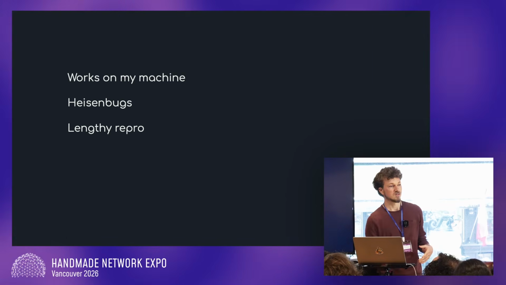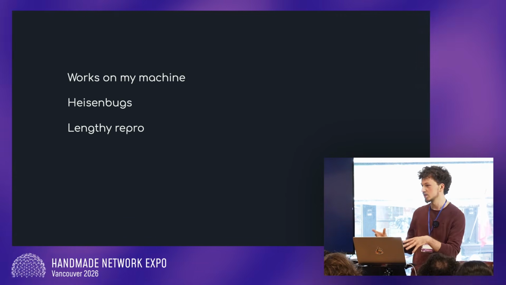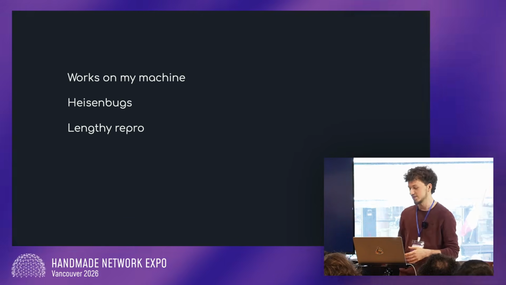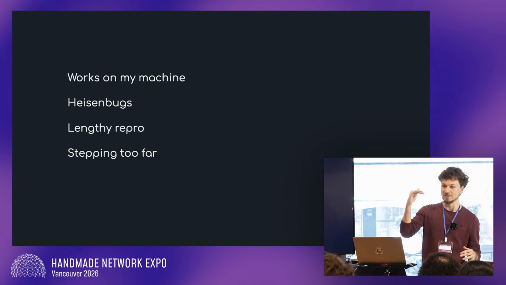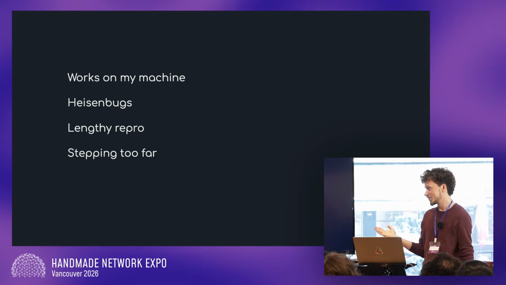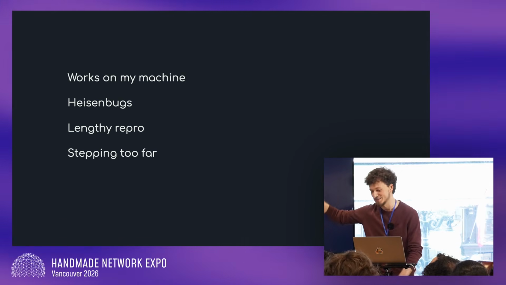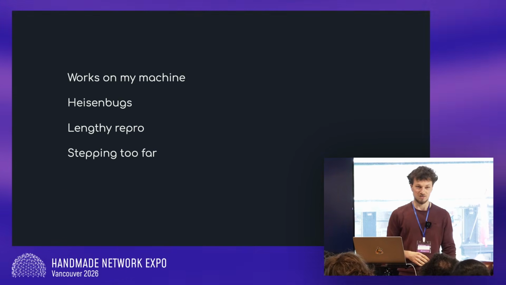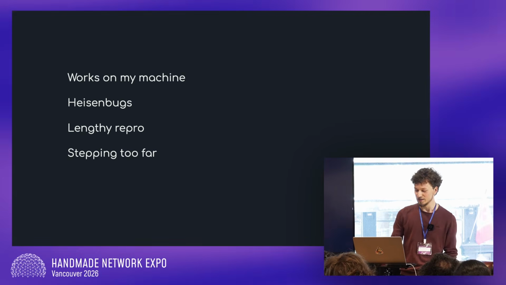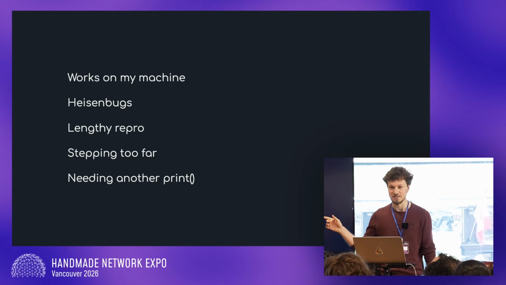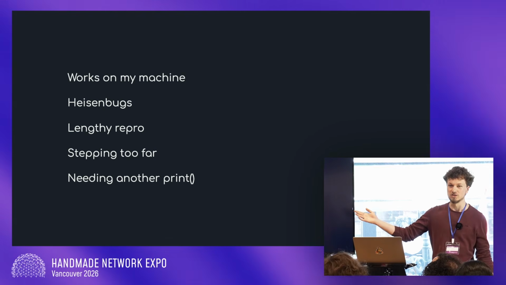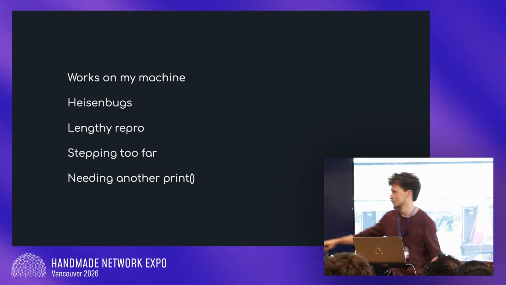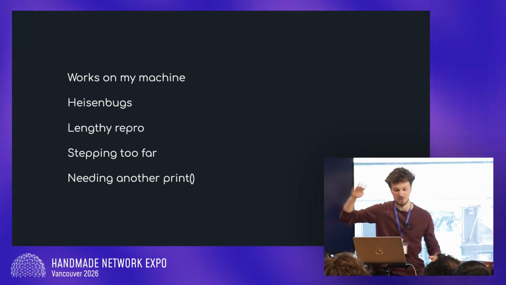Or maybe you have to go through a long sequence of steps to get to the point where the bug even happens, which can be particularly fun if you're in a step debugger, and then you accidentally step too far, right? We've all done that. And then you go through all of those steps again. Or maybe you're like, step debugging isn't really for me, I'll just use print instead. But that doesn't really solve the problem because now you need to add another print to get more information. And then you go through all of those steps again, and the Heisenbugs and all of that.